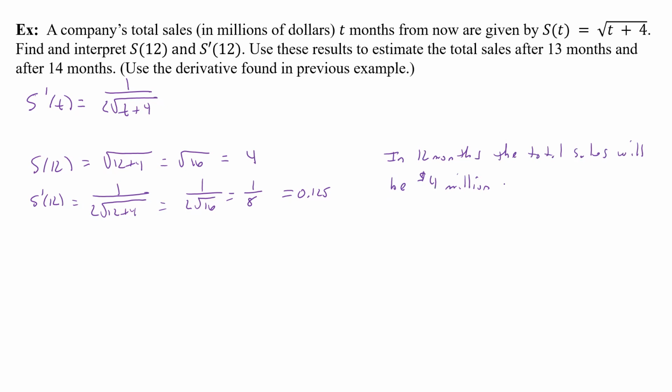And increasing, because the derivative is our rate of change and it's positive, so it's increasing at a rate of, and it's going to be by what? $0.125 million, okay, per month.